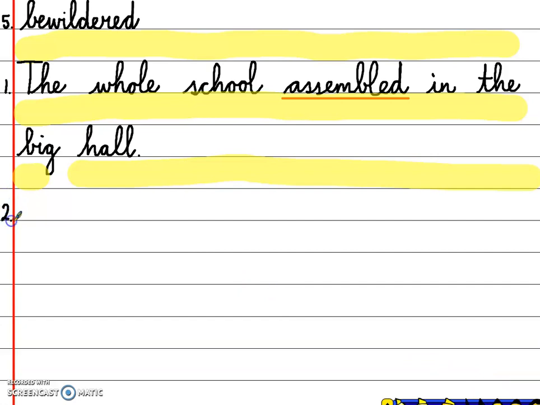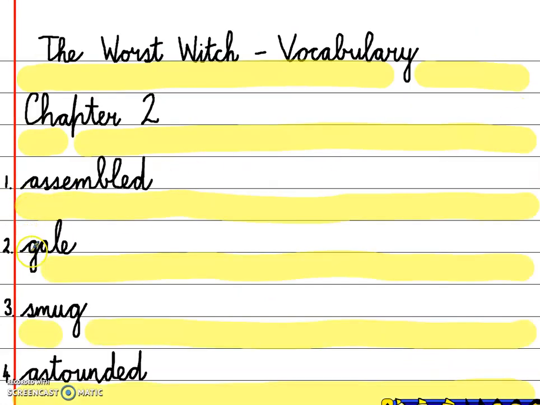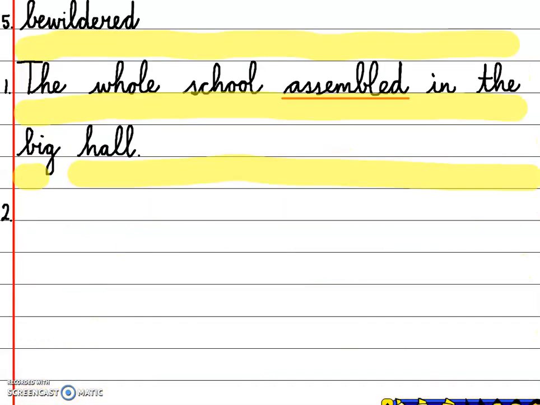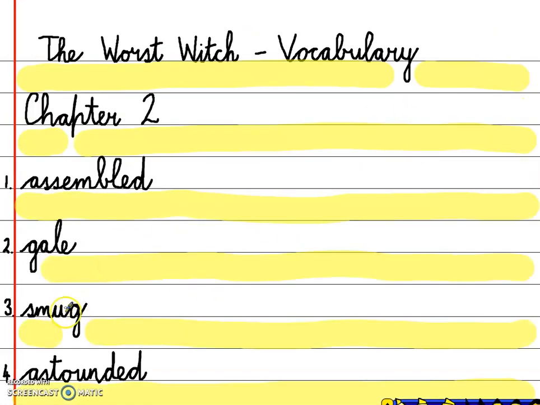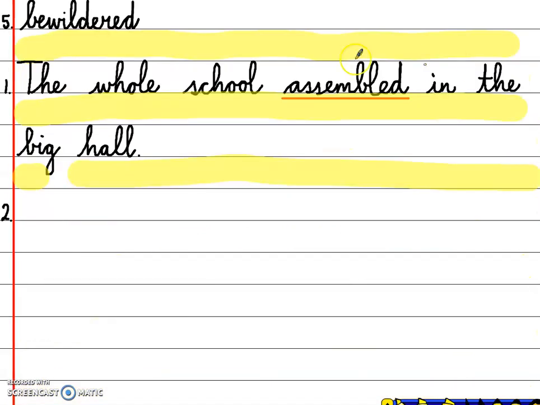You write the number 2, and then you go and you have a look, and it's the word gale. So you want to have a sentence with the word gale. And as I said, you can look at the examples I gave you that are written in the activity, and that might give you an idea for a sentence of your own. So you put gale in a sentence, underline gale, skip a line, then check number 3, smug, put that in a sentence, skip a line, and then astounded, and then bewildered. Okay? So try to do them as best you can in your neatest cursive writing. Well done.